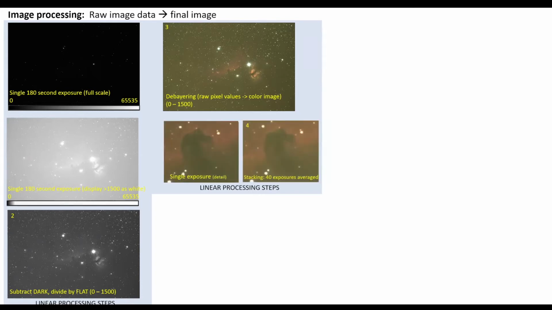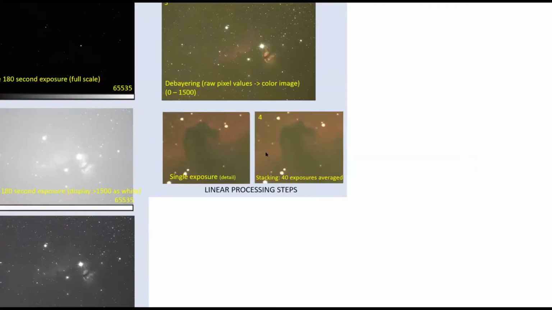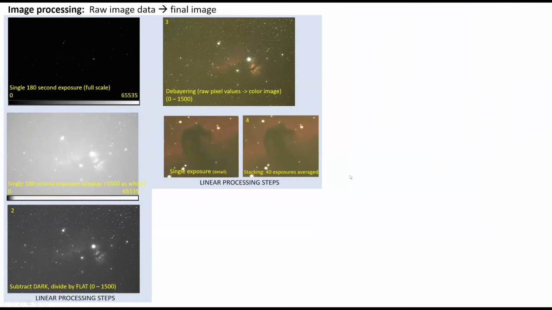And then the last processing step is that you actually don't just take one image, you take a whole set of images and you average them together. The reason for doing this is to improve your signal to noise ratio. If I expand this, I think you can see that with the single exposure, this image is quite grainy. After taking 40 180-second exposures and averaging them together, you've improved the signal to noise ratio and gotten rid of a lot of the noise that you see in the single. So that's the end of the linear processing.